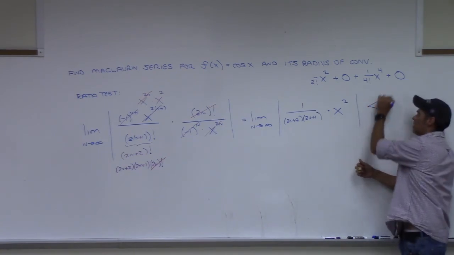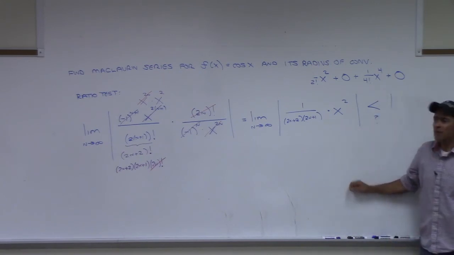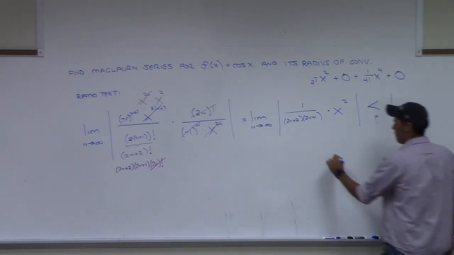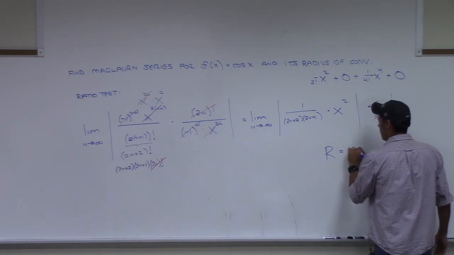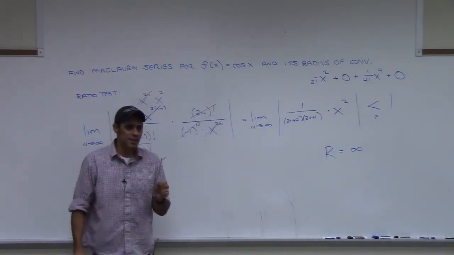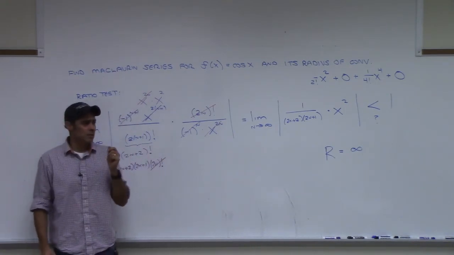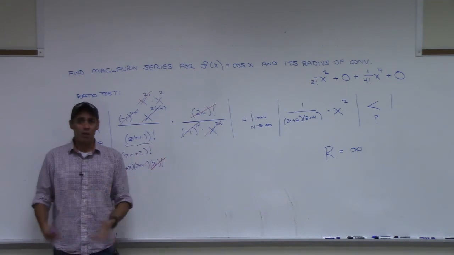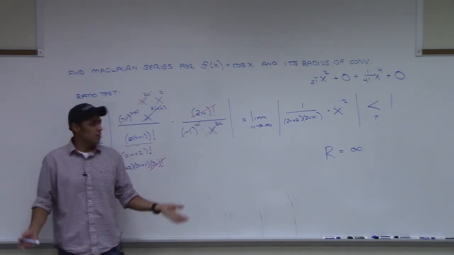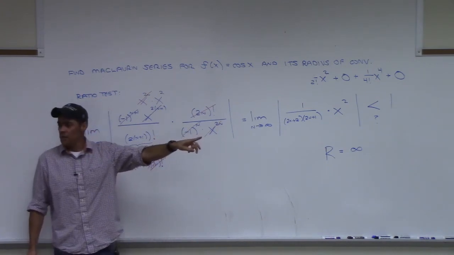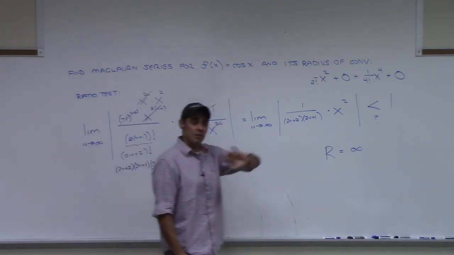So the question is, when is that less than 1? For what values of x is this going to be less than 1? All values of x. So what's your radius of convergence? Everything. R is infinity. Which means that that power series, that Maclaurin series, is valid for any value of cosine. So if you want to know what cosine of 5 was, you could just take that power series and replace all your x's with 5. And it would give you an accurate answer. As long as you go out forever, okay?